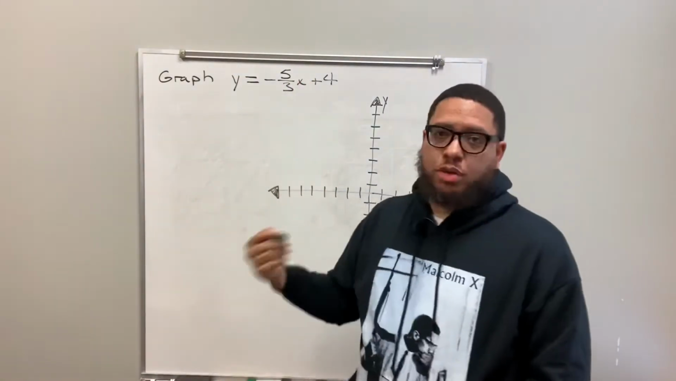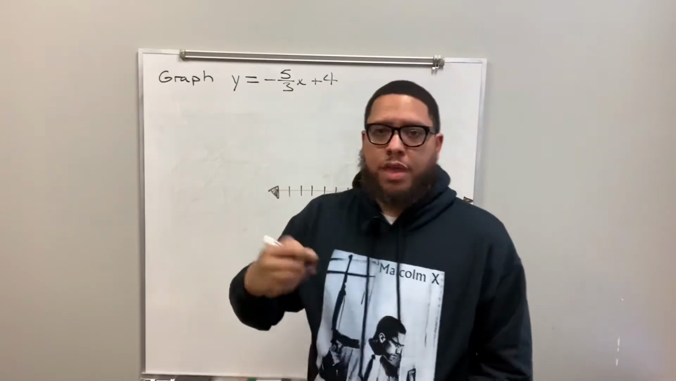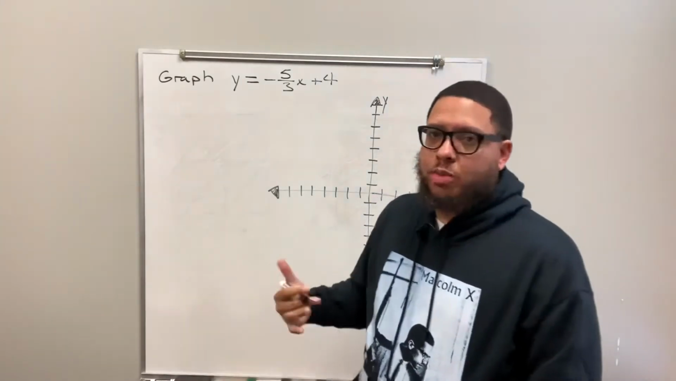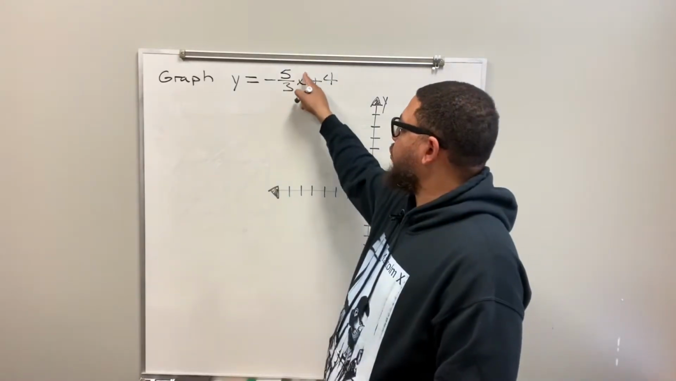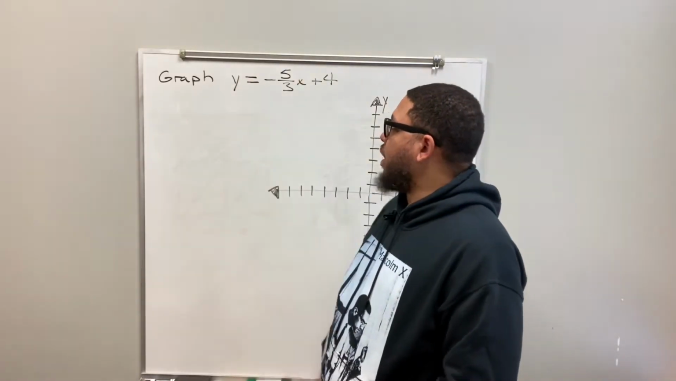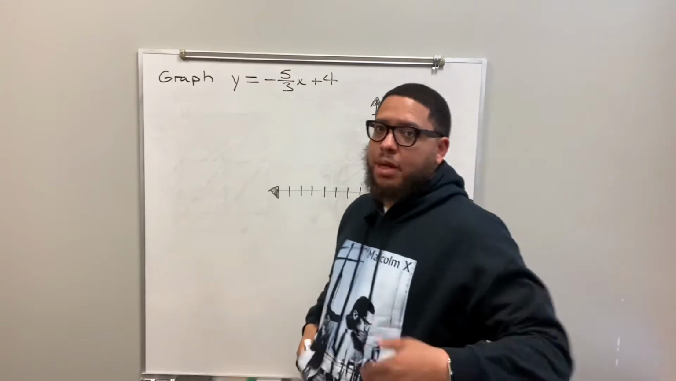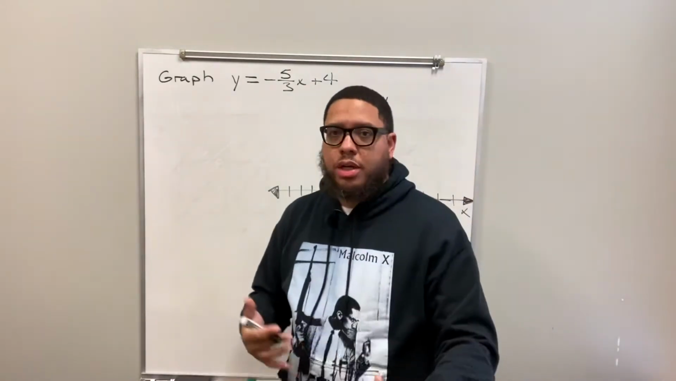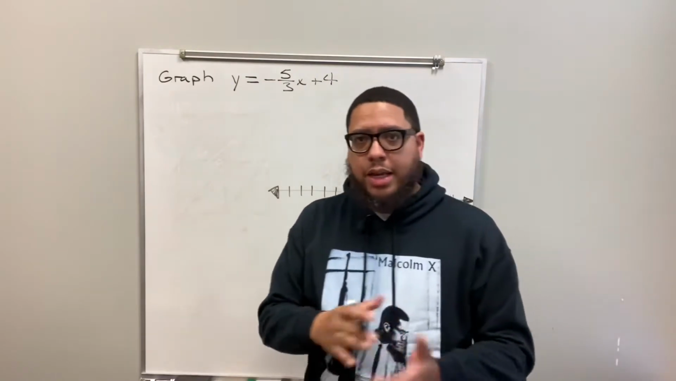So when there's no exponent written, we know it's implied that the exponent is 1. So this is really x to the first power. This is y to the first power. So this is a linear equation. Now, because it's a linear equation, the graph is going to be a straight line. The root word of the word linear is line, L-I-N-E, line.